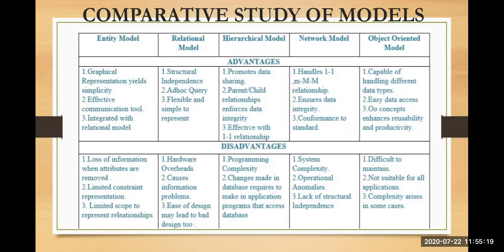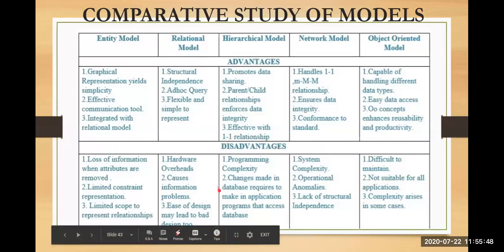Next, disadvantages of the relational model. First, hardware overheads. There is a lot of overhead with respect to hardware processing. Second, it causes information problem. Why does it cause information problem? Because there is information stored in your tables and columns, and there is a lot of information also stored at times, and there is a lot of referencing which takes place. So that is why there is information problem. Third, ease of design may lead to bad design also, because this actually happens. Wherever you are at times going for a simple design, it at times also refers to a bad design also. So that also takes place at times.